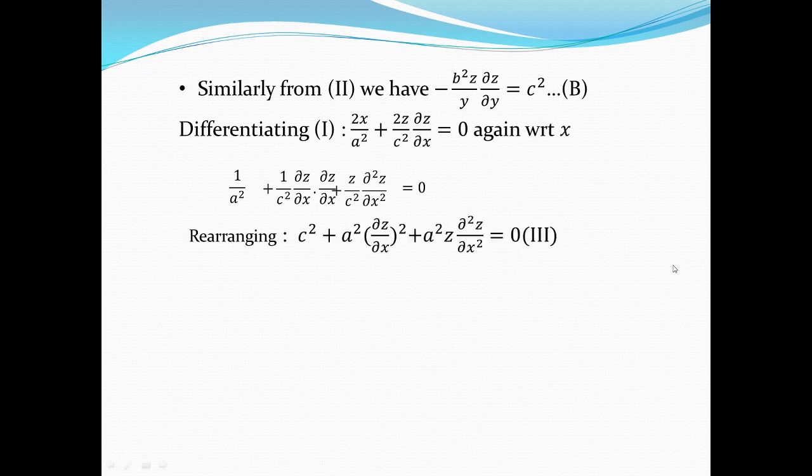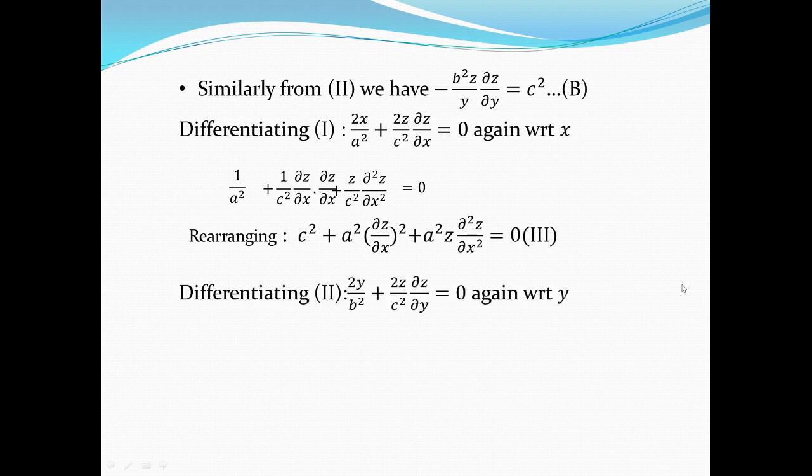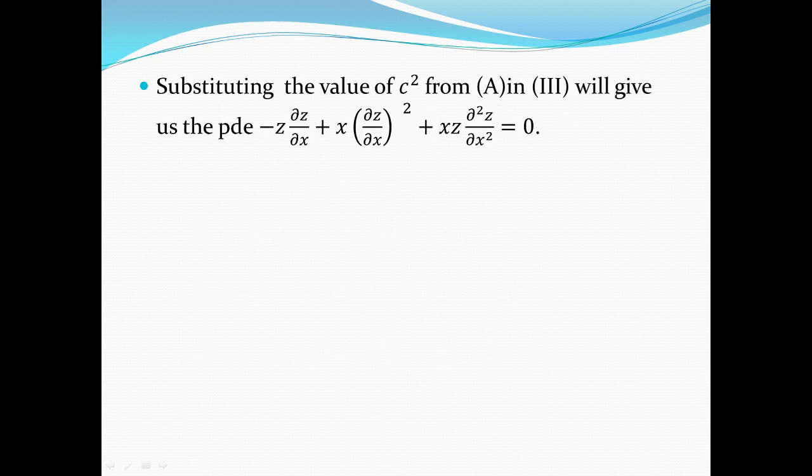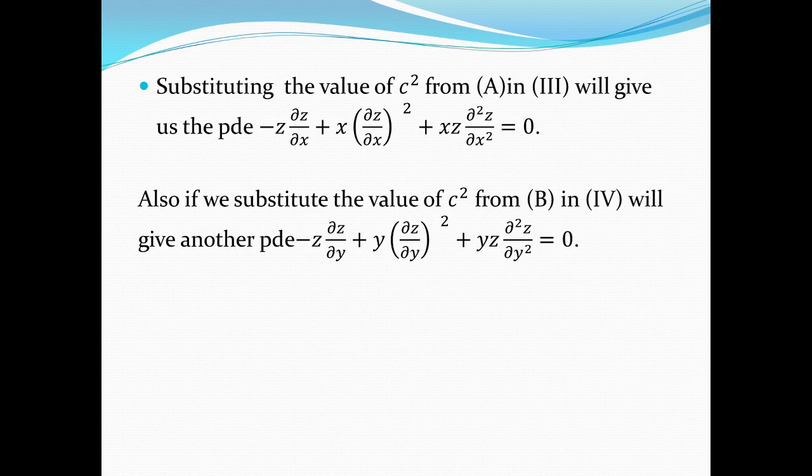Rearranging, we'll get the third equation. Now, differentiating the second equation again with respect to y, we'll have a similar result. Now, this is the third equation, this is the fourth equation. Substituting the value of c square from A in 3 will give us the required PDE: minus z dou z by dou x plus x into dou z by dou x the whole square plus xz into dou square z by dou x square is equal to 0. Another way is to substitute the value of c square from B in 4, which will give another PDE. Both these are answers to the question. Either you can do the first method or you can do the second method.